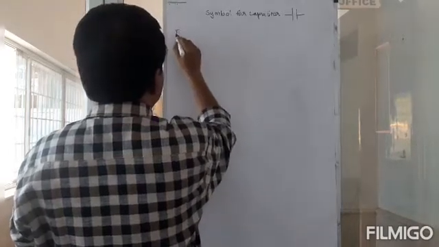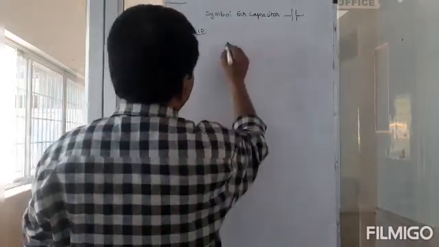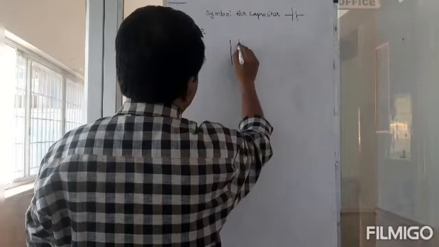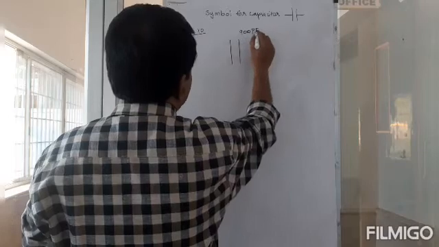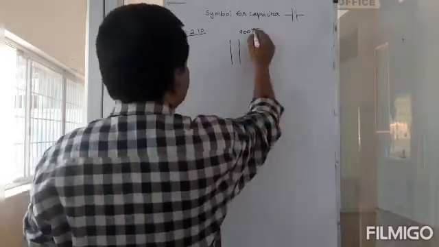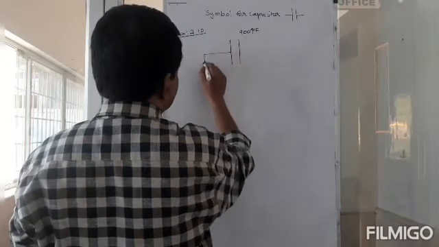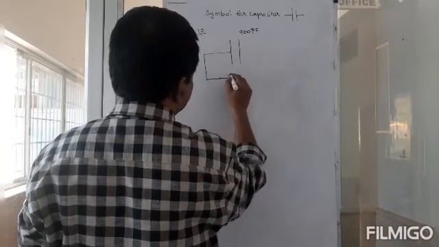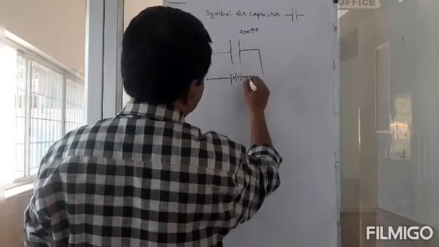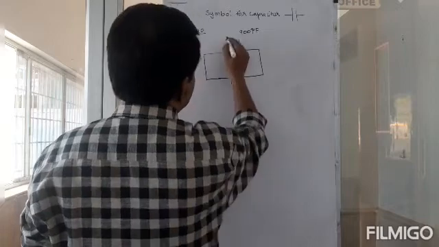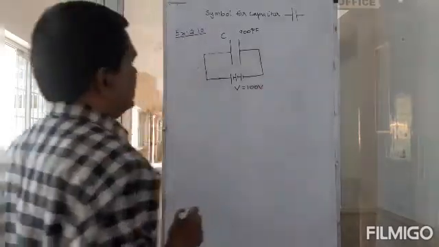So example 2.10. Okay. So this is a 900 picofarad capacitor, which is connected to a 100 volt battery. So this is V and this is C, and V is equal to 100 volts. What is the energy stored?